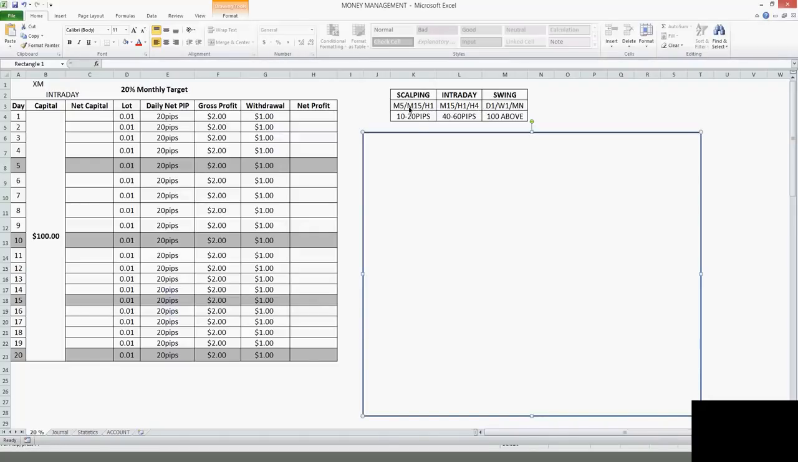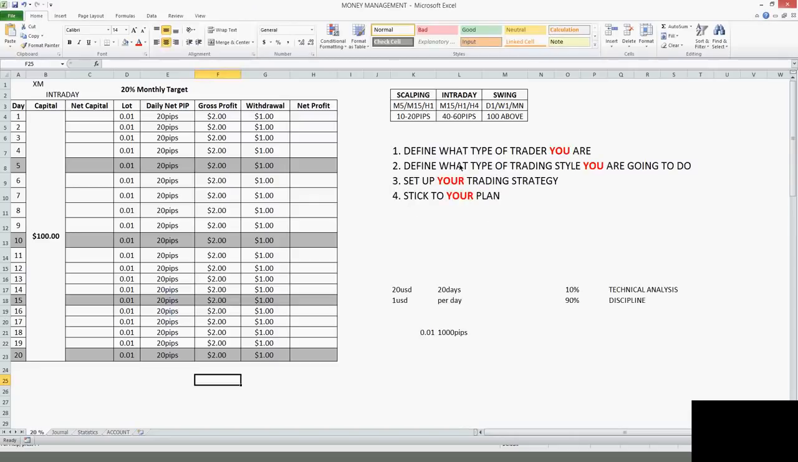And these are the particular time frames at which you should be entering the market, and these are the particular targets that you should be aiming to get. Those are the particular pips that you're aiming to get. When you understand and have decided what particular type of trader you are, then you will be able to do this. So over here, let's say that you define what trader you are, and then now you need to define what type of trading style you're going to do.